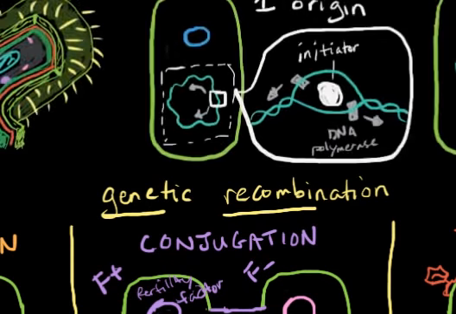So now you can understand how bacteria can both asexually reproduce and also undergo genetic recombination through these three methods to gain advantages through new genetic information.